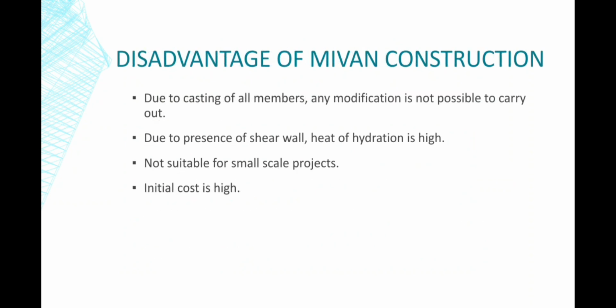Now, disadvantages of Maivan construction. Due to casting of all members, any modification is not possible. Due to the presence of shear walls, heat of hydration is also high. It is not suitable for small scale projects and the initial cost is also high.